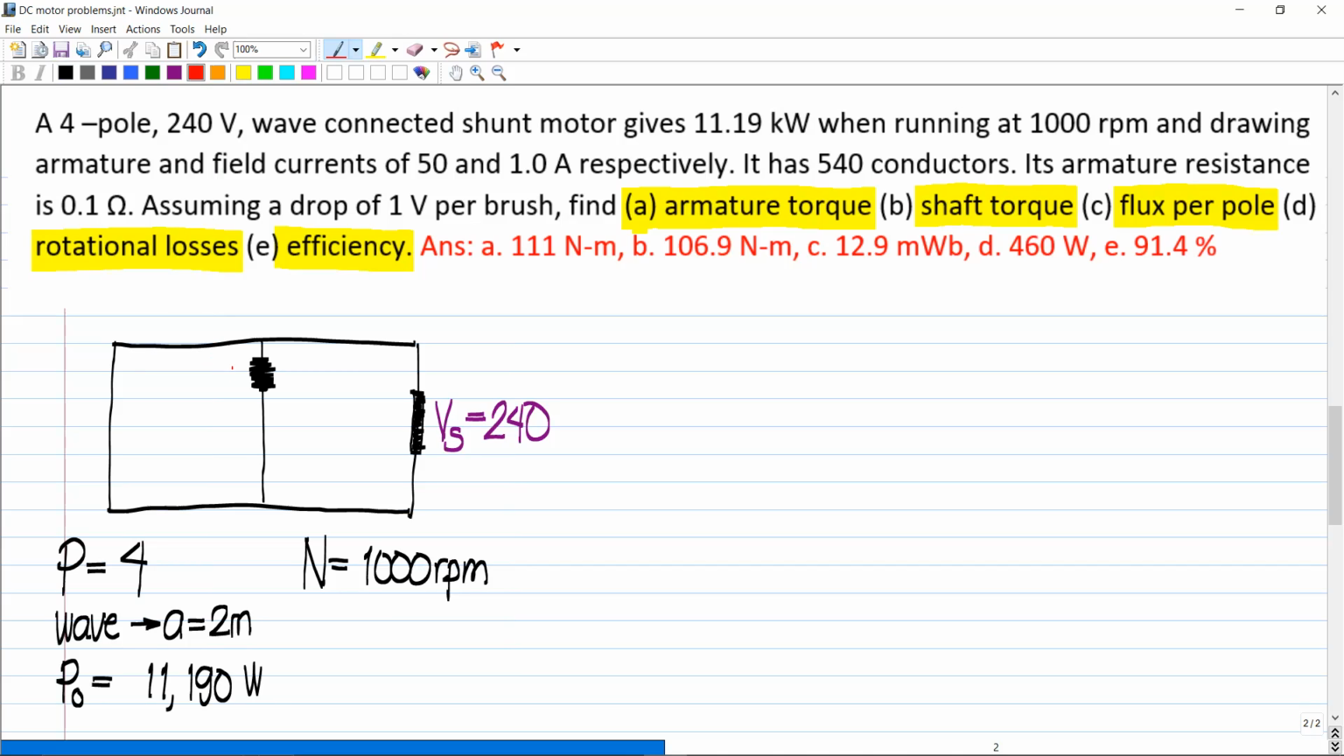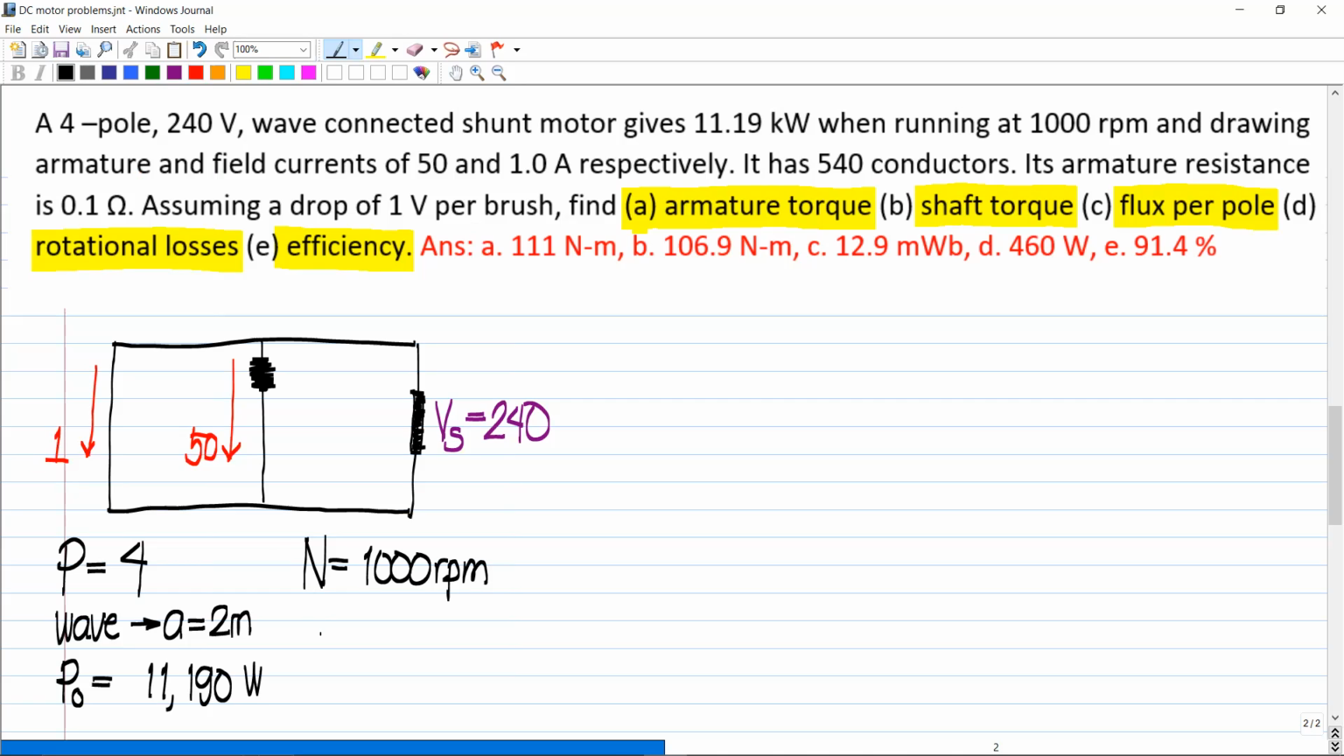This is our armature branch. Sa mga videos na pinapanood natin sa generator and motors in this channel, ang armature branch natin ay nasa gitna. So dati, sa generator, yung armature current natin lumalabas sa armature. So ngayon, papasok na siya dito sa ating armature. 50 amperes daw yung armature current and the field current is 1.